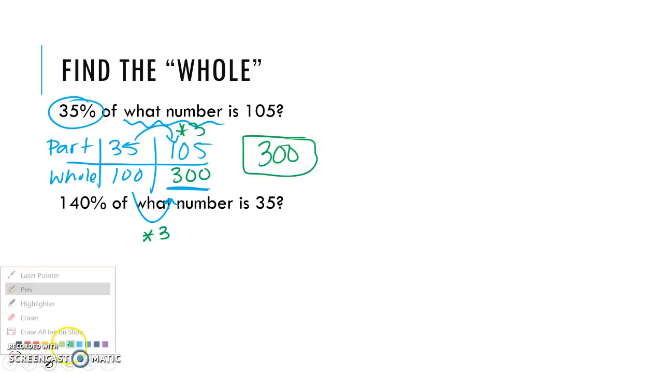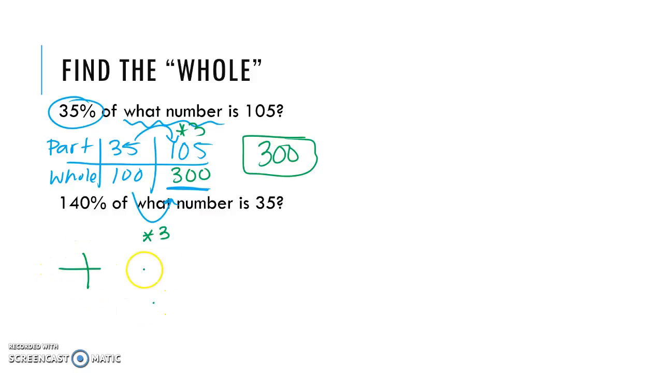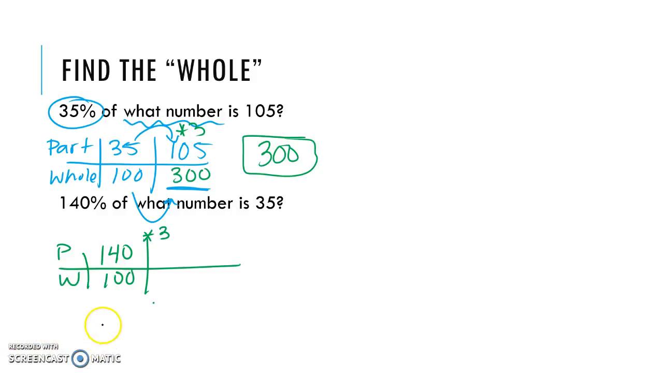Our next problem is 140% of what number is 35? So we're going to have 140 over 100. Here, this one, we're trying to get from 140 to 35. But there might not be a number right away. So what we're actually going to do here is simplify. So I'm going to change my color so we can see the difference between the one above it and this one.